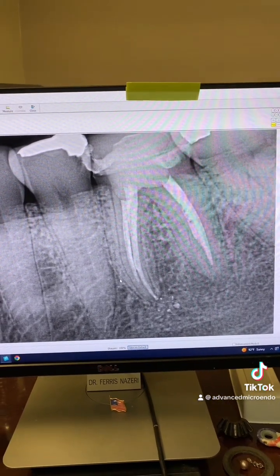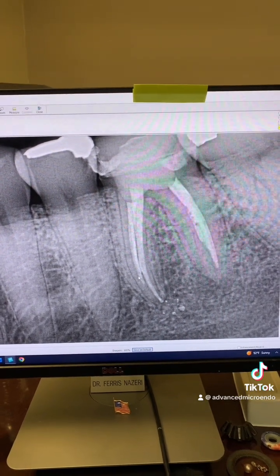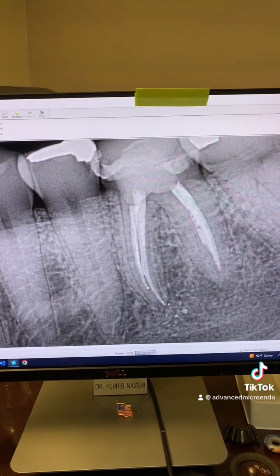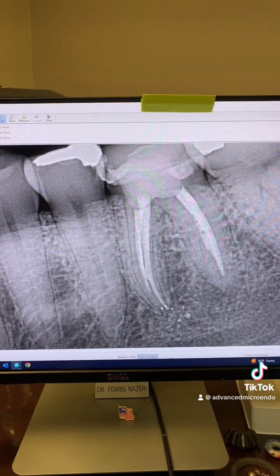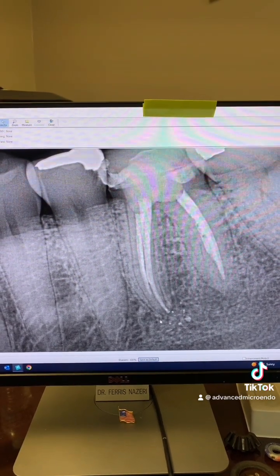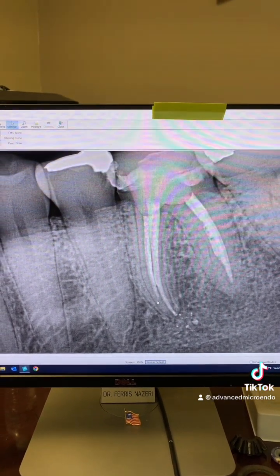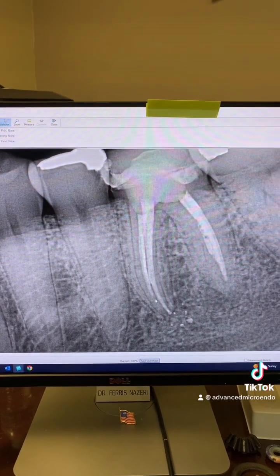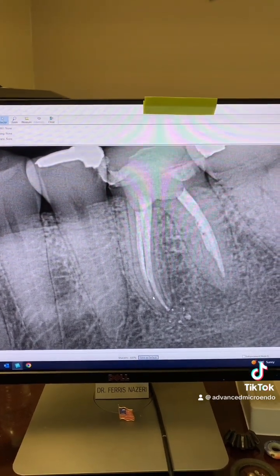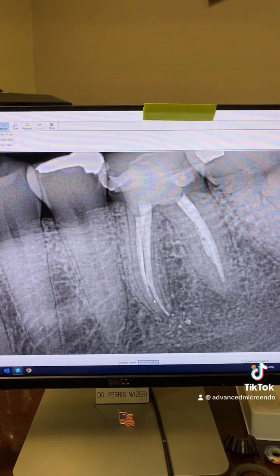And you can see that here, the mesiolingual is also filled short. Mesiolingual is filled short, but you can see there's no periapical radiolucency. There's no infection here. Why? Because you got lucky, or she did. No microorganisms in this space.